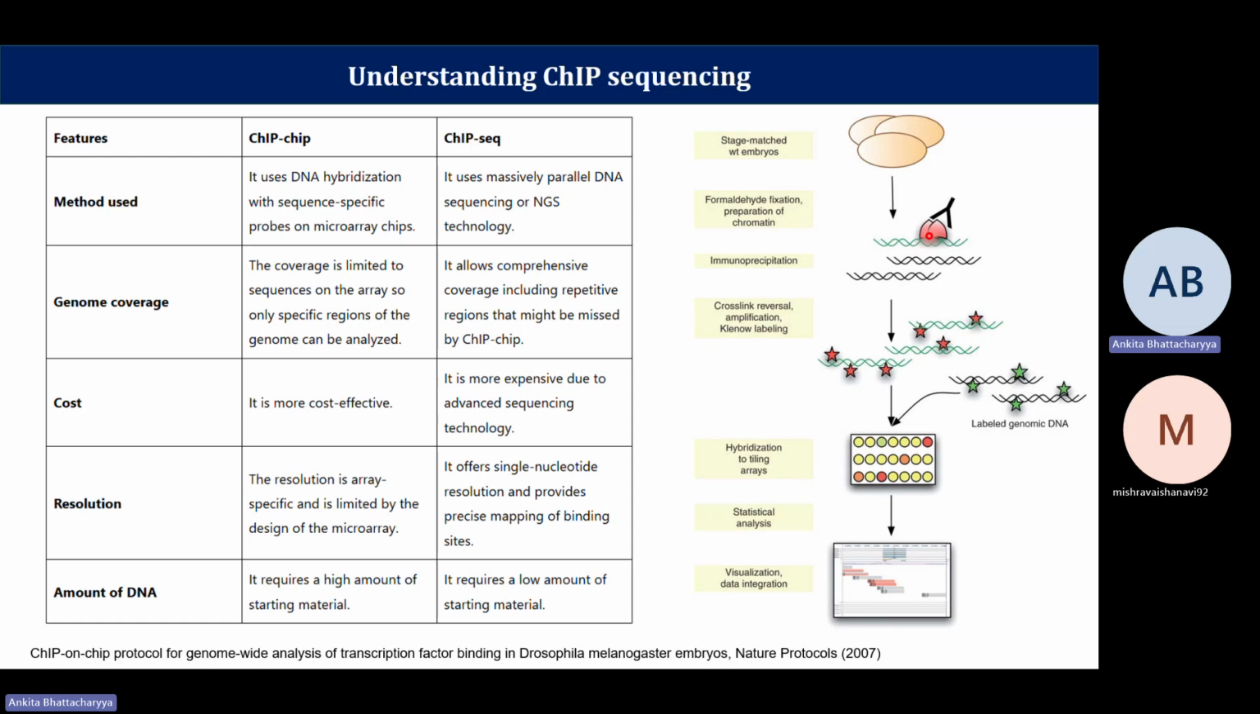And you amplify the isolated DNA, labeling is done, and then the labeled genomic DNA, which has a different color label, both of them are allowed to bind. And what you would expect is that wherever hybridization has occurred, the fluorescence emission is supposed to be of a different wavelength, which is going to tell you that hybridization has occurred. And then you statistically analyze it, visualize it, integrate data to finally interpret your results.